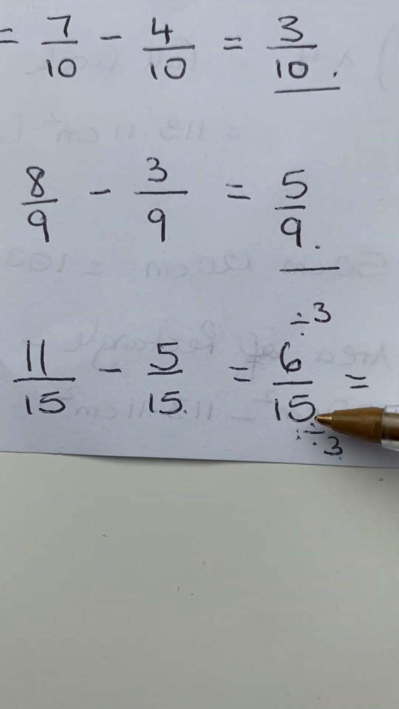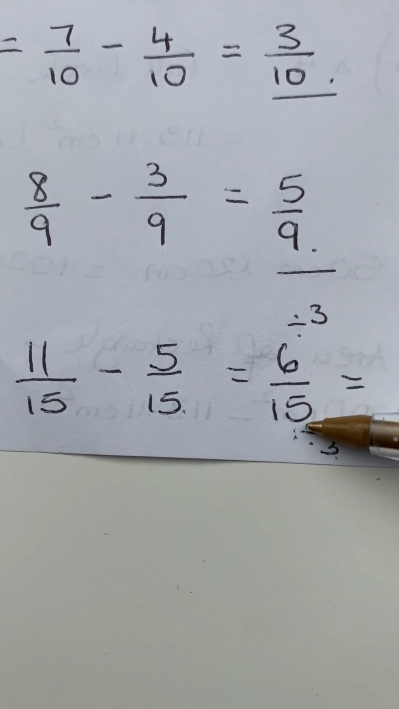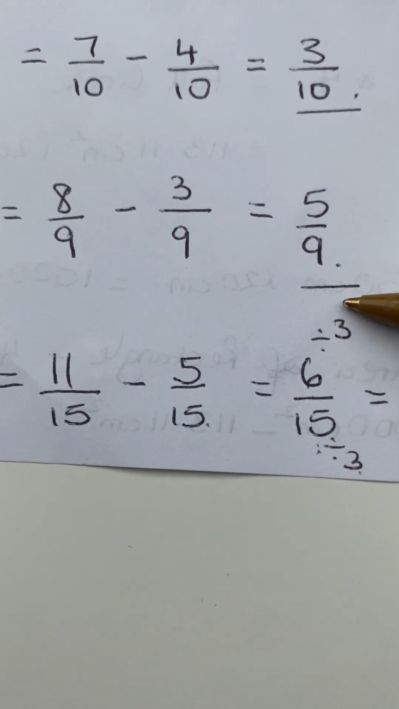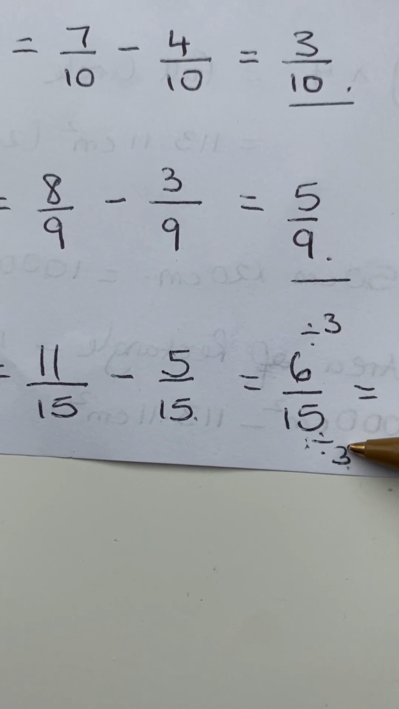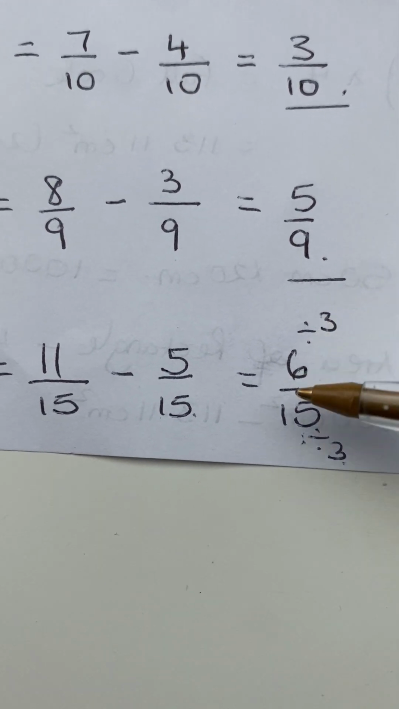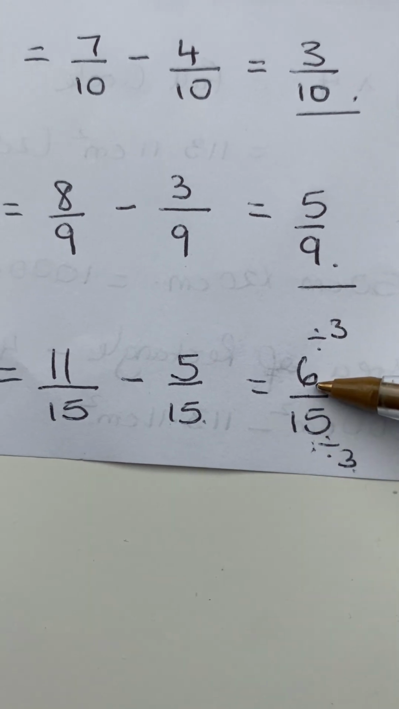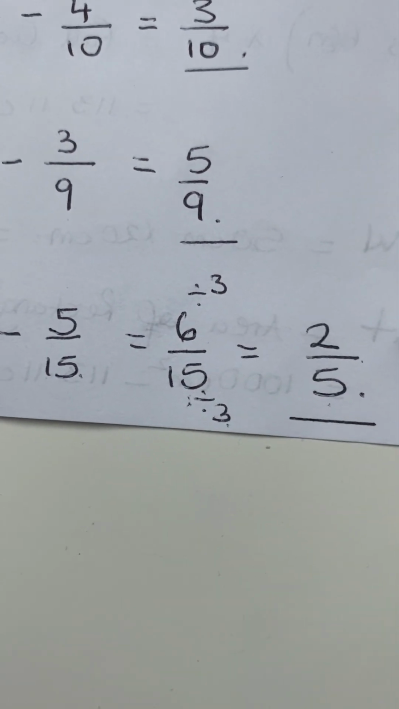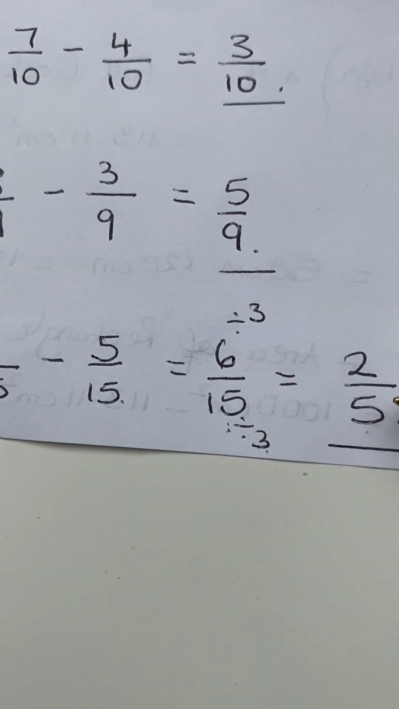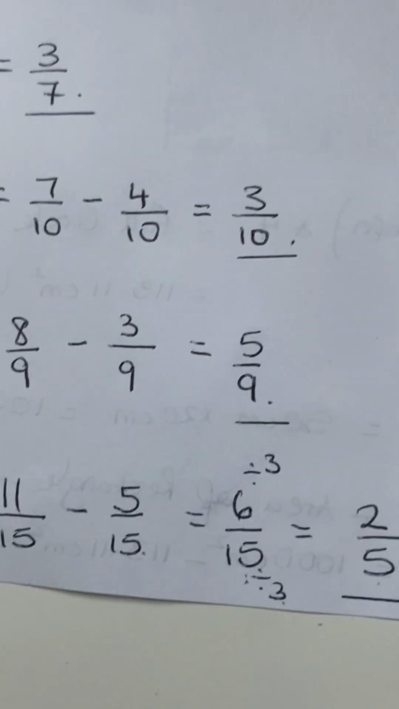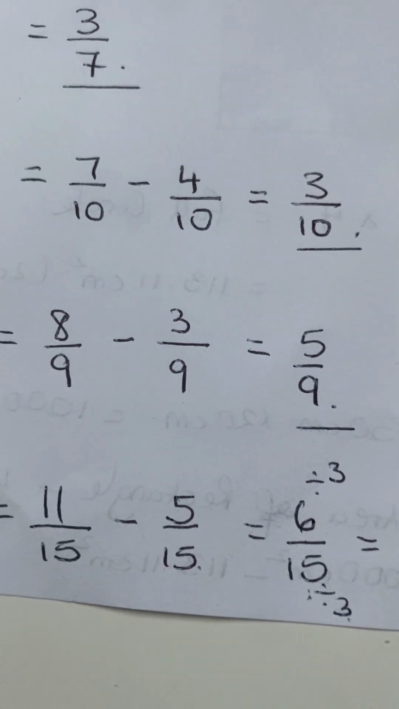But 6 over 15, we can reduce it further. Divide the numerator and the denominator by 3. 6 divided by 3 will give you 2, and 15 divided by 3 will give you 5. So that will be our starter for today.